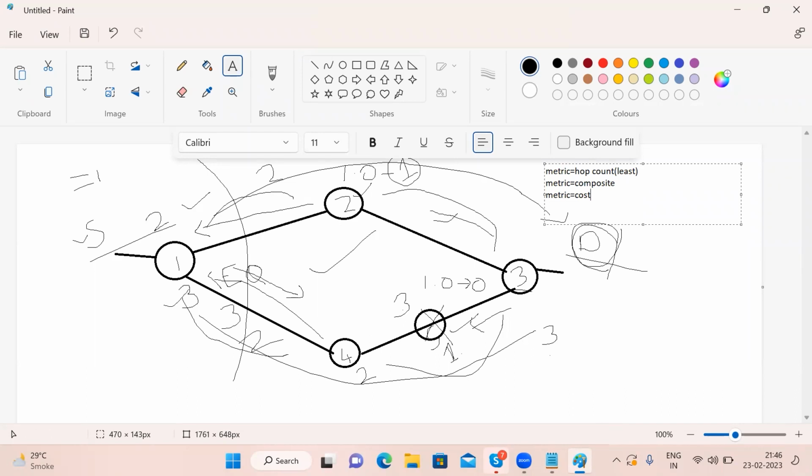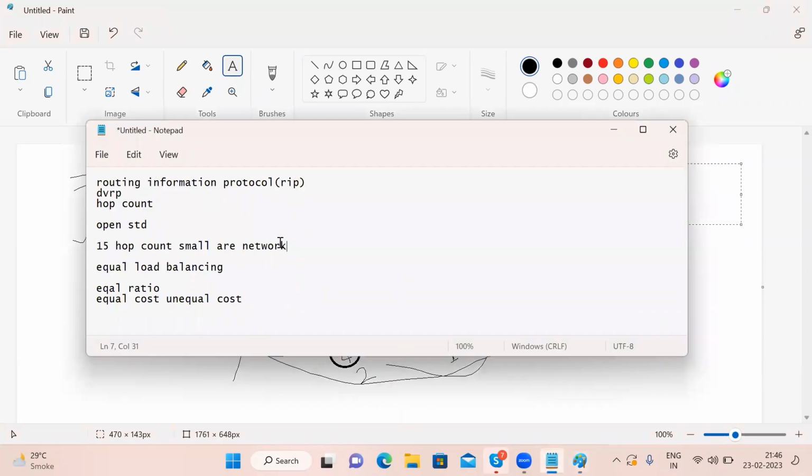Okay, guys. Next, equal cost load balancing and unequal cost load balancing. You have already seen them. Any doubt in equal cost and unequal cost load balancing? Unequal cost load balancing is not supported by the RIP routing protocol. It will only support equal cost load balancing up to 16 equal paths.